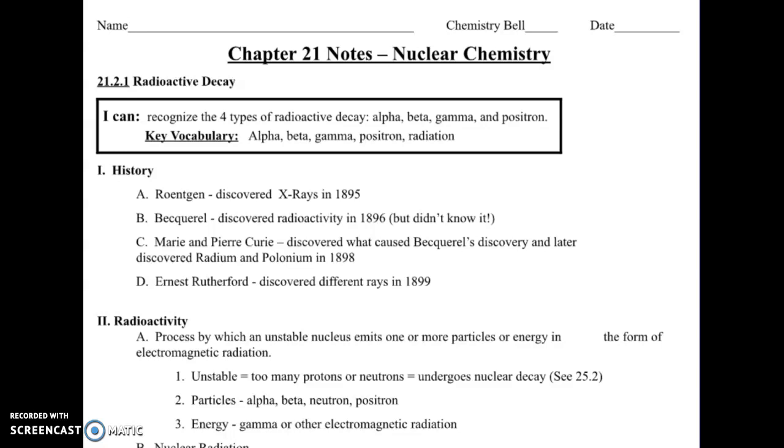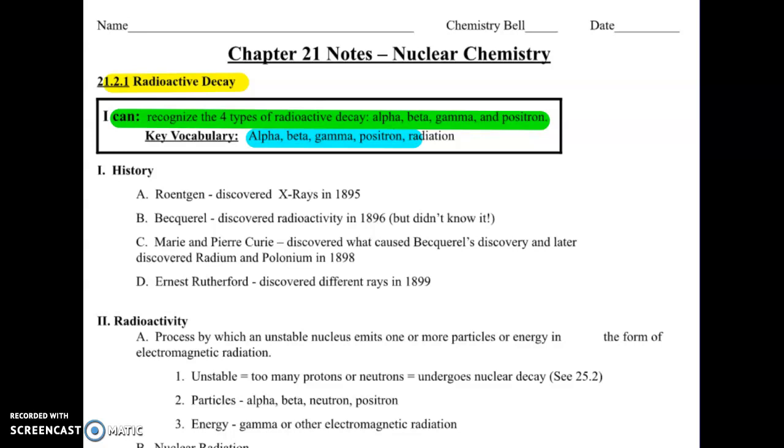So we're starting with the first section of Chapter 21, all about nuclear chemistry. For the first part, we're going to look at radioactive decay to get started. And here's your I can statement. I can recognize the 4 types of radioactive decay, including alpha, beta, gamma, and positron. So the new key vocabulary will be alpha, beta, gamma, positron, and radiation.